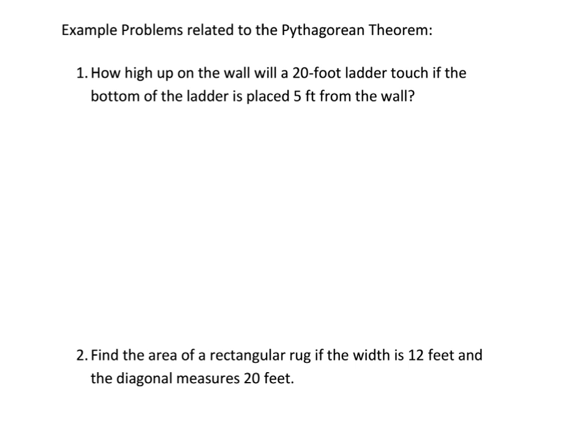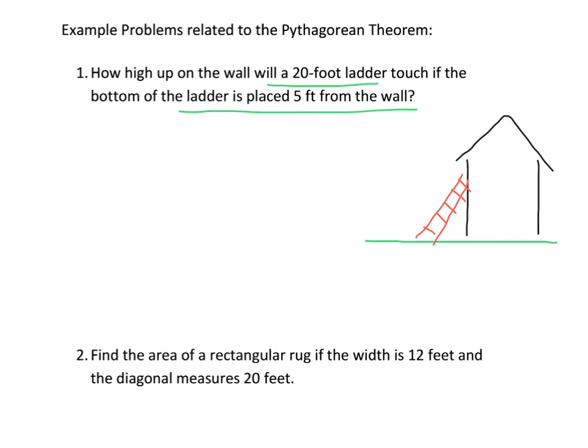Example problems related to the Pythagorean theorem. How high up on the wall will a 20-foot ladder touch if the bottom of the ladder is placed 5 feet from the wall? Well, to do this, we need a picture. So we've got our picture, now let's label the parts. It says that the ladder is 20 feet. So there's our beautiful ladder, 20 feet.